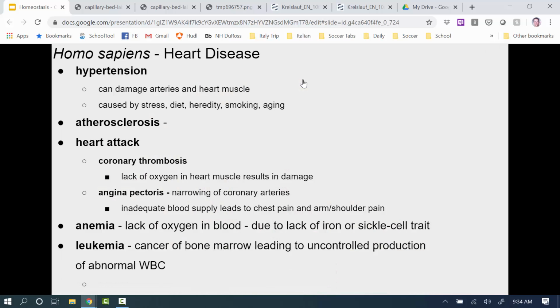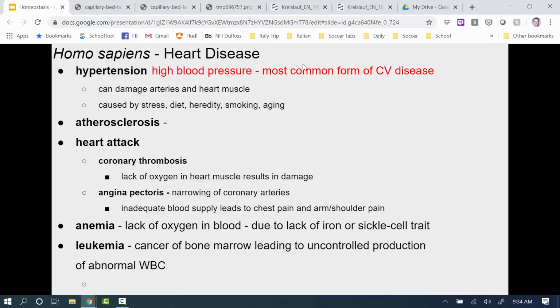So heart disease, cardiovascular disease, is one of the most common types of diseases that affects humans, one of the leading causes of death of people. There are different types of heart disease. You probably learned about some of these in health class. Hypertension is high blood pressure, and high blood pressure is one of the most common cardiovascular diseases.